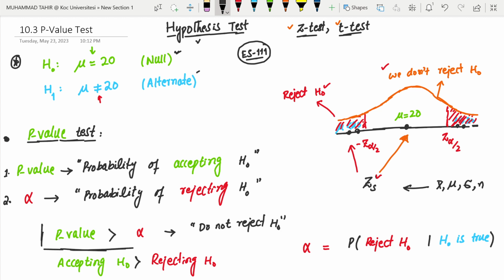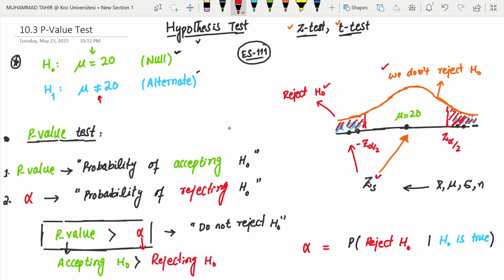This one equation, you don't need to memorize again. Just remember this. P-value is probability of accepting. Alpha is probability of rejecting. Whichever is large, we will do that. If p is large, we will accept. If alpha is large, we will reject. So this is the whole idea of p-value test.